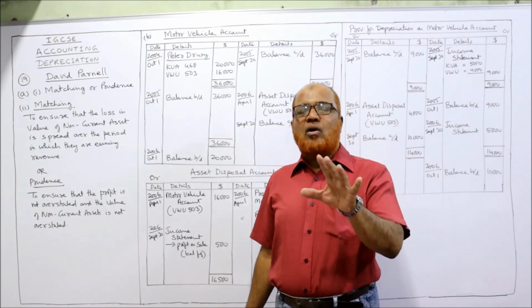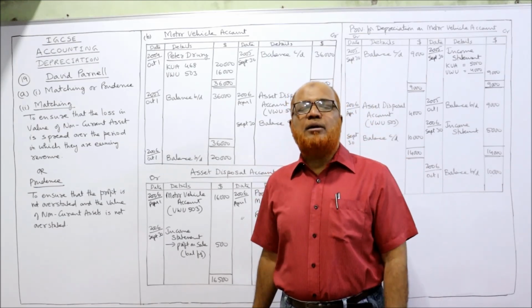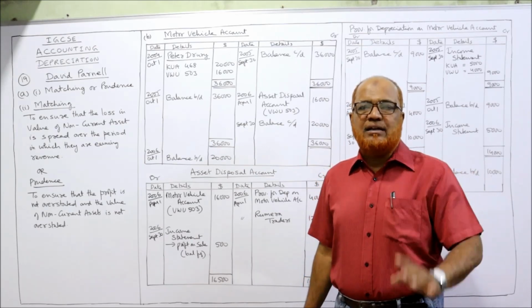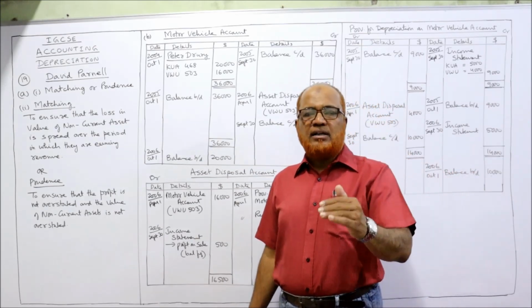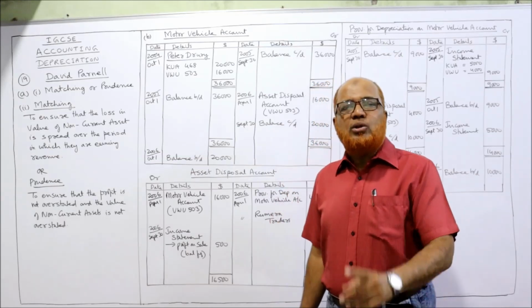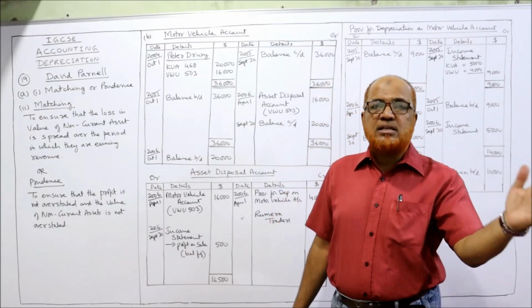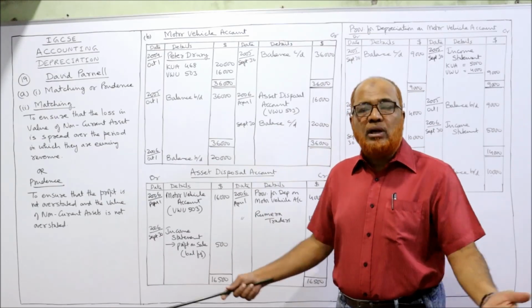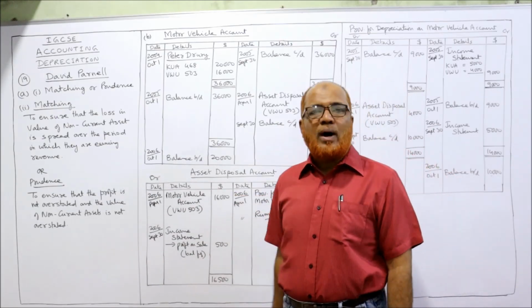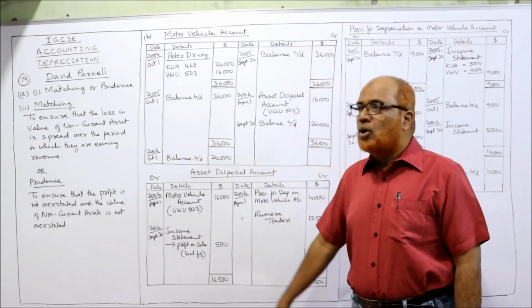Example, if the cost of the machine is, let it be, $10,000 and the life of the machine is 10 years, so 10,000 divided by 10, $1,000 every year it will be depreciated. So $1,000 should be charged against revenue. Then only we can get the true profit. That is the reason why we apply the matching principle.